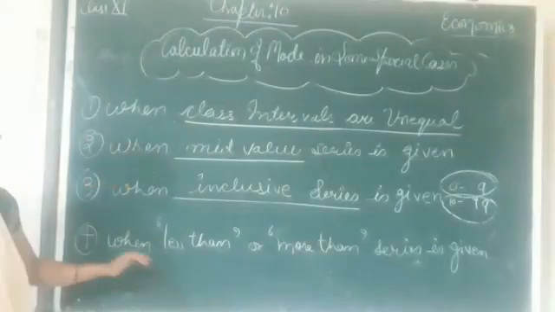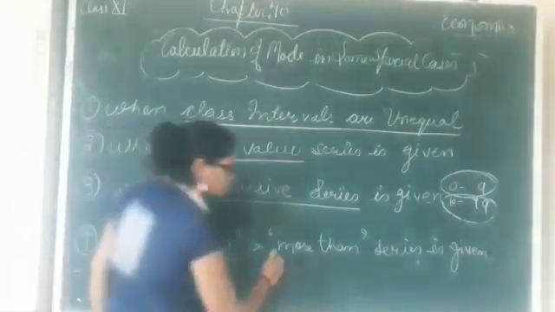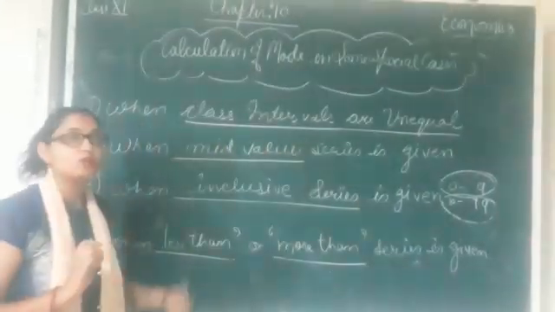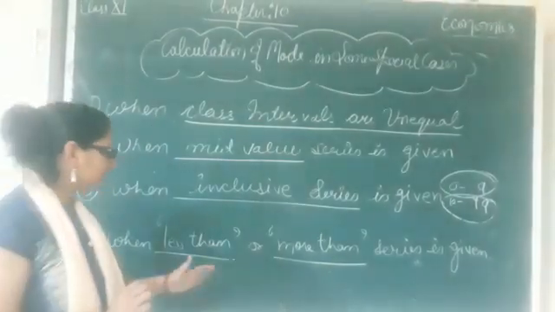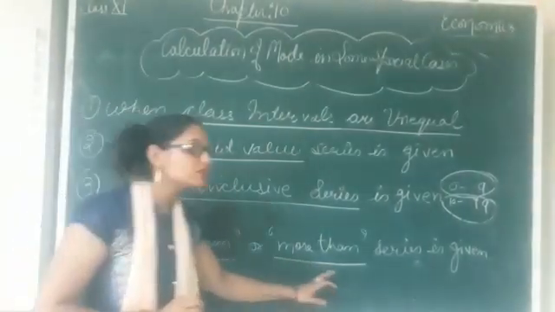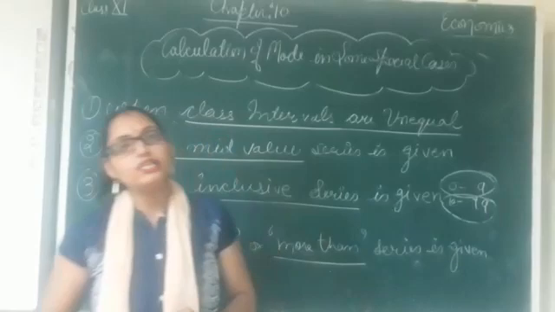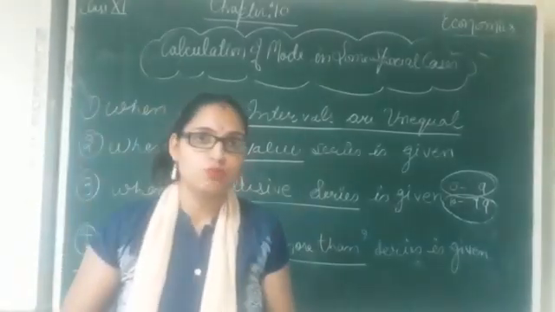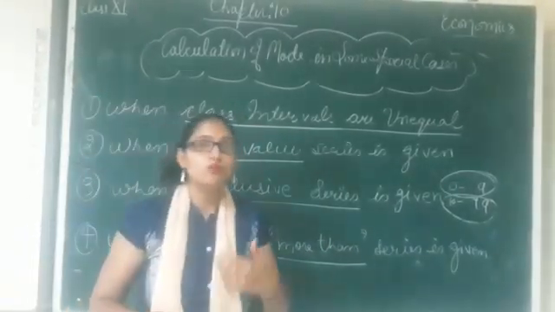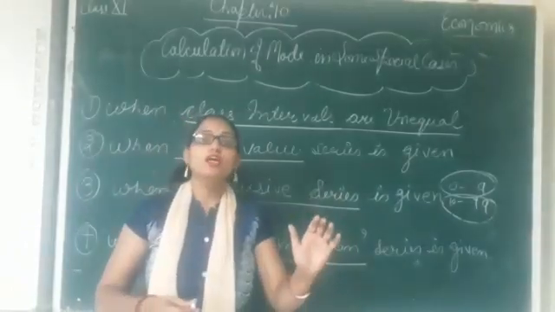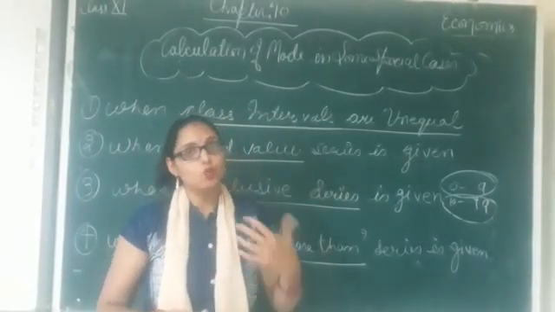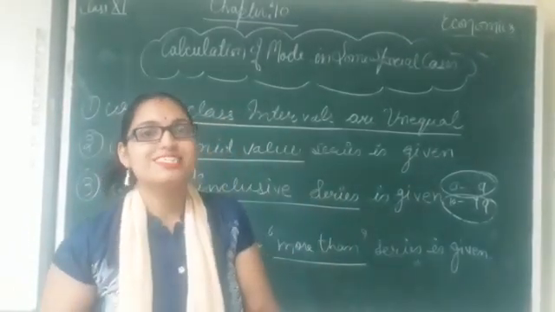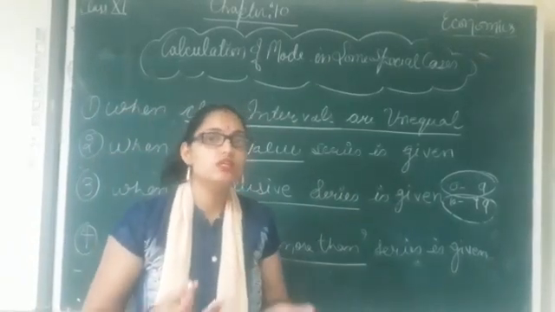The last is when the question gives a less than or more than series, meaning the cumulative frequency series is there, either the less than series or the more than series. So firstly we will convert it into a simple frequency distribution, meaning we need to remove the less than and more than effect from the series, convert it into the simple frequency series, and then we will find out the mode.